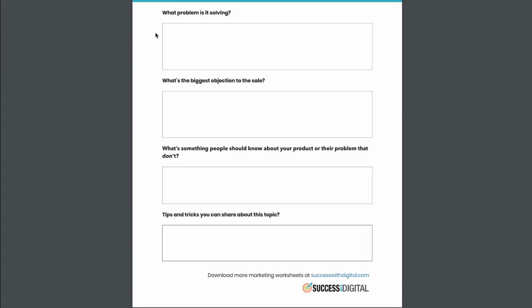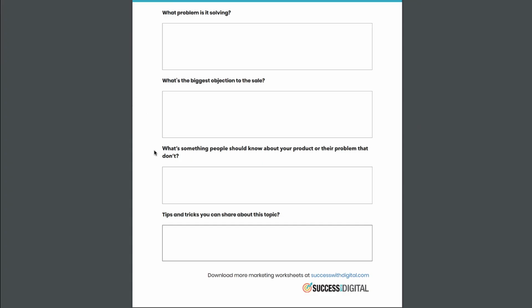The next one is, what's the biggest objection to the sale? If you know what that is, then you can write blog posts or content that speaks to those objections. For example, 5 reasons why you need product X. And it could be, I know that typically you feel that you don't have time, but did you know by implementing this, you could save this many hours in a year, that kind of thing. So what are the objections to the sale?